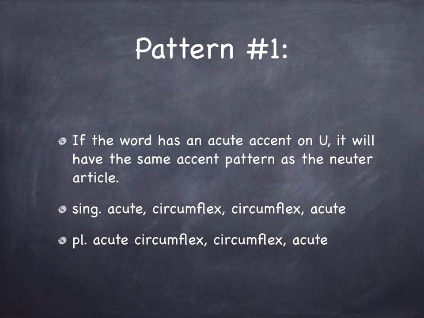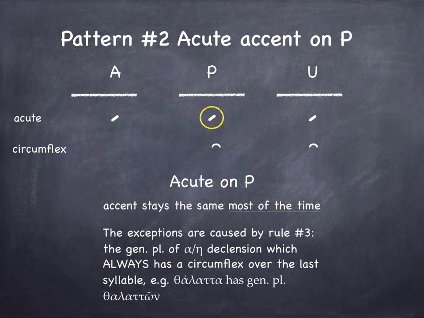Pattern number two, which is the acute accent on the penult. Now in this, the rule is that the accent tends to stay the same most of the time. The exceptions are when rule number 3 kicks in, the eta alpha declension in the genitive plural, which requires a circumflex over the last syllable.